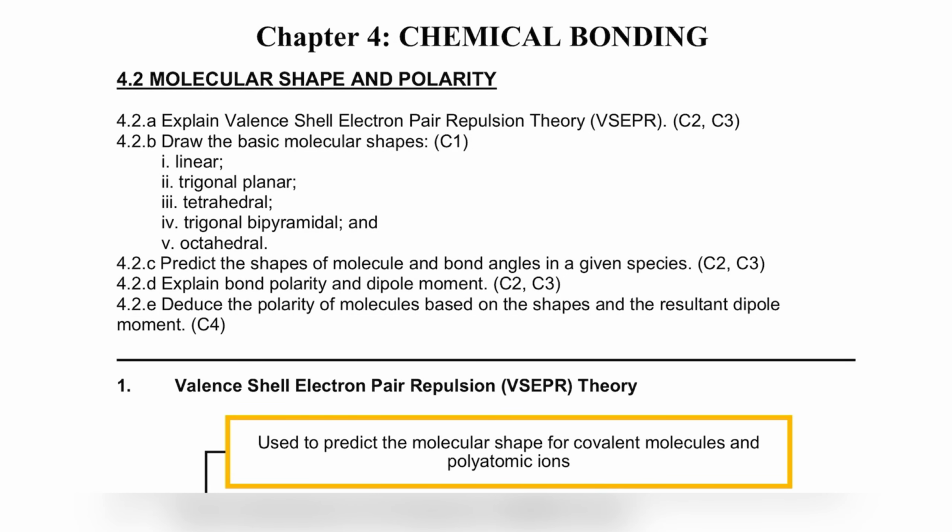So in this video, I'm going to discuss chapter 4, chemical bonding, specifically polarity. That means by the end of this class, you should be able to explain the bond polarity and dipole moment, and then deduce the polarity of molecules based on the shape and the resultant dipole moment.